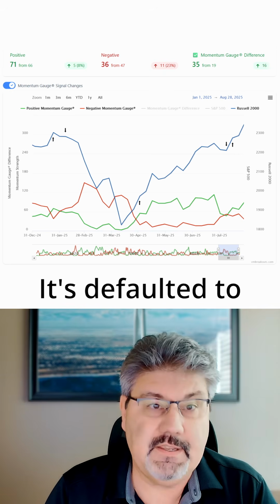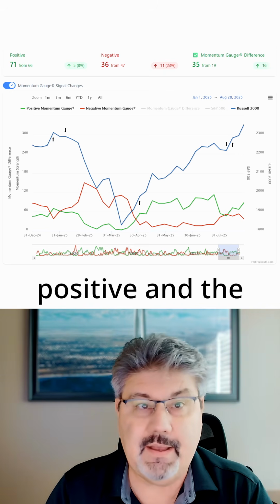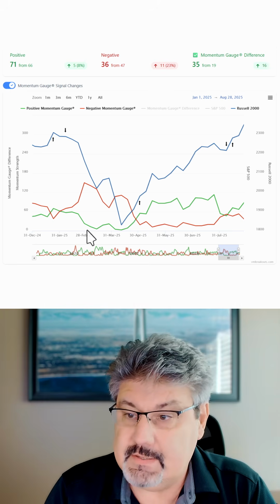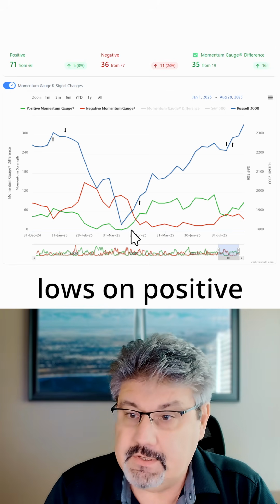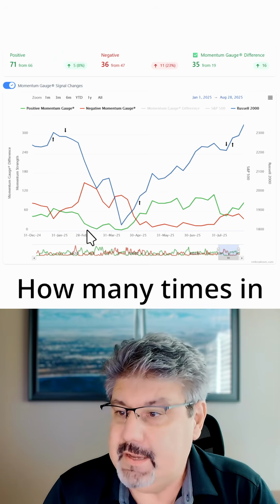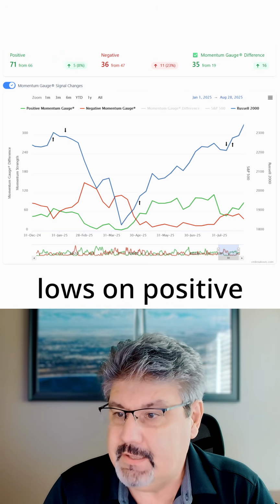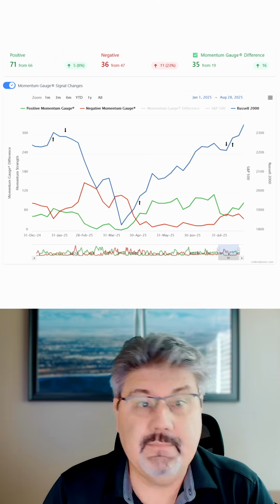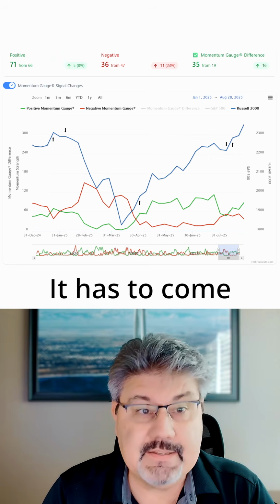It's defaulted to be a crossover between the positive and the negative signals. It doesn't stop anybody from saying, oh, look at this. This is near max lows on positive momentum. How many times in history have we ever been at max lows on positive momentum? So you could go back to these max lows and say, hey, I'm just going to buy. It has to come back up from here.